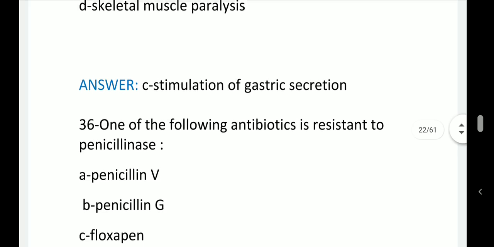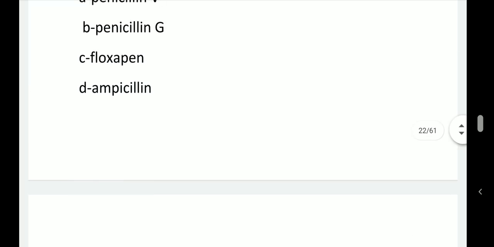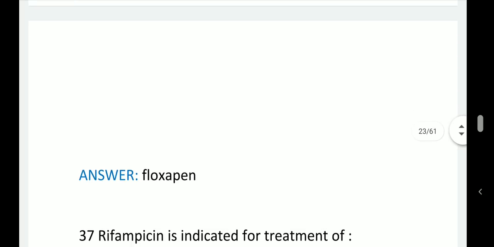Question number 36. One of the following antibiotics is resistant to penicillinase. Option A, penicillin V. Option B, penicillin G. Option C, floxapen. Option D, ampicillin. Answer is floxapen. That is option C is the correct answer.